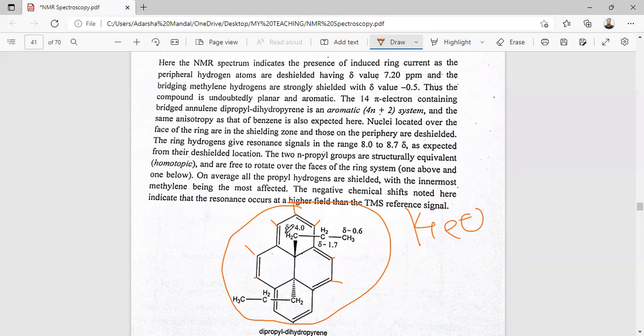One propyl group is on the upper side of the plane of the ring, and the other is on the lower side of the ring. So this is the shielded region. Here these protons have values in the negative region, and this CH2 is most affected because it is nearest to the shielded zone. Gradually, as the chain length increases, these hydrogens are away from the shielded region, so they are comparatively less shielded, with values of -0.17 and -0.06.